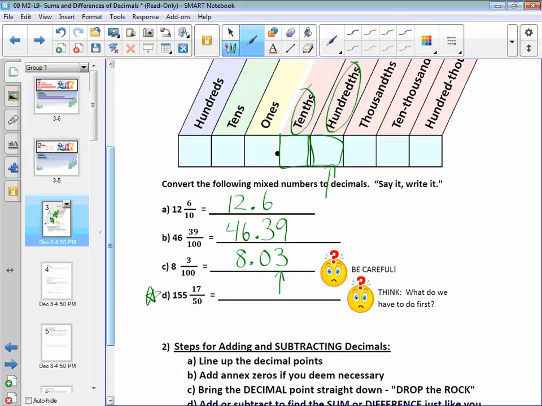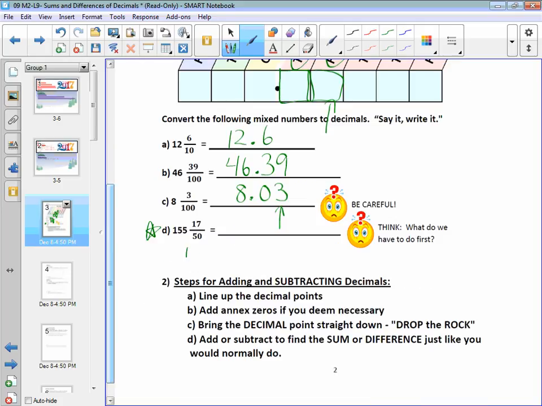Tricky because you got to do something with that number before you can span it out as a decimal. Because it's not 155.17. What do you have to do first, Nicole? Yes, you have to convert it to a fraction over 100. My constant of 2. And then 17/50 is equal to how many hundredths? 34. 155 and 34 hundredths. Okay? All good?